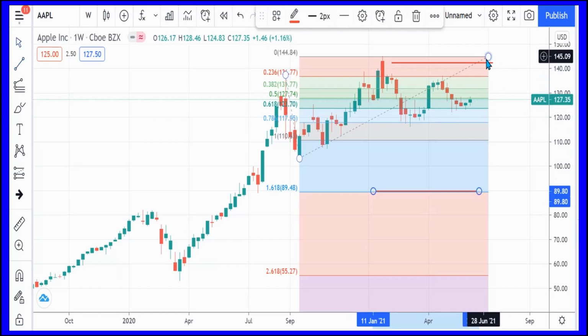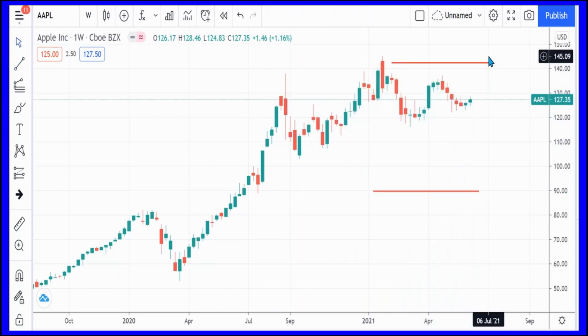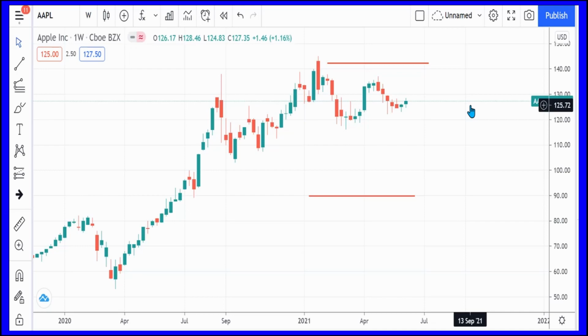Surprisingly, we notice that neither the top target was hit nor the bottom target was hit. So both the targets were not hit. According to this particular analysis, Apple stock is currently sideways. When both the high target and the low target are not hit, it means it's sideways. It is not in a downtrend, it is not in an uptrend, it's a sideways move. We will continue to observe this chart, how it's going to move. Right now the conclusion is it's sideways.